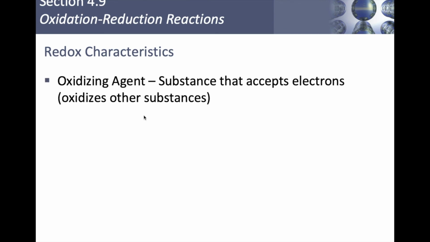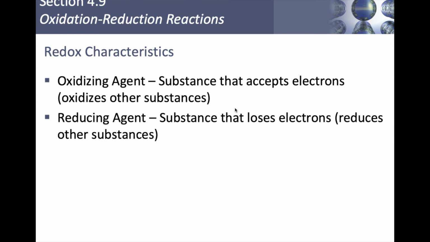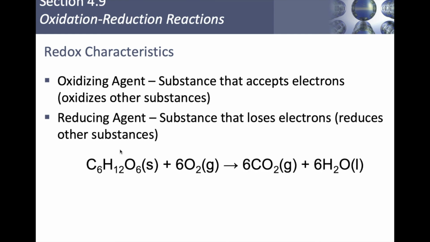Redox characteristics. Last couple of definitions. Oxidizing agents are substances that accept electrons, and that means that they oxidize other substances. A reducing agent is a substance that loses electrons, so that means it reduces other substances. More on that in a bit. So here is a common biological example. We've got glucose and oxygen, and we're making CO2, and we're making water, right? So right here, we've got basically cellular respiration.